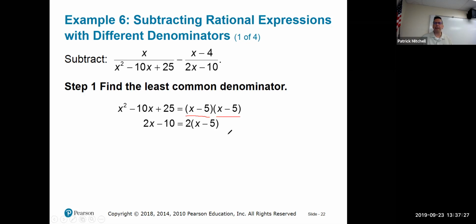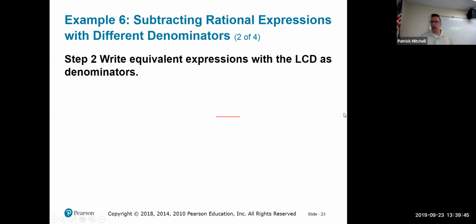And now when I look at my second denominator, I see something that I have never seen before. I see a 2. So I'm going to throw that into my least common denominator. I don't need to throw in the x minus 5 because I already have one of those. I actually already have 2 of them, so I don't need 1. All right. So my least common denominator is 2 times x minus 5 times x minus 5.